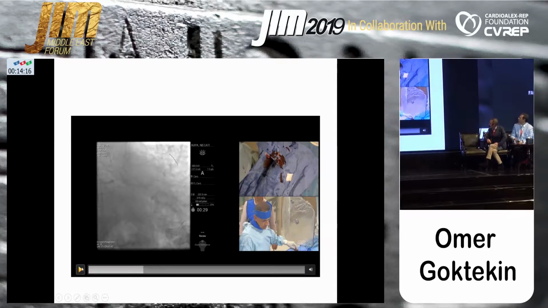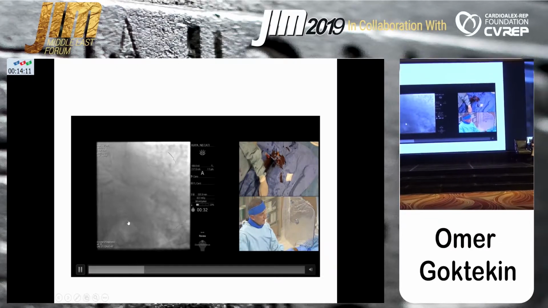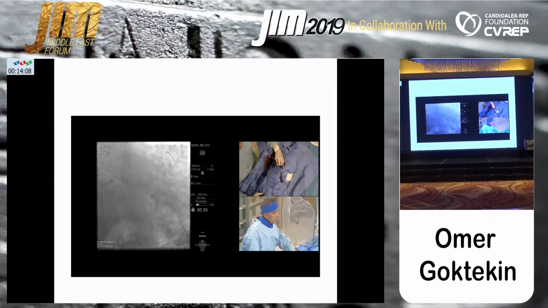Now, we had some difficulties pushing the microcatheter in this case. I couldn't push it. You see, there is resistance. If you see the guiding catheter, I have resistance.